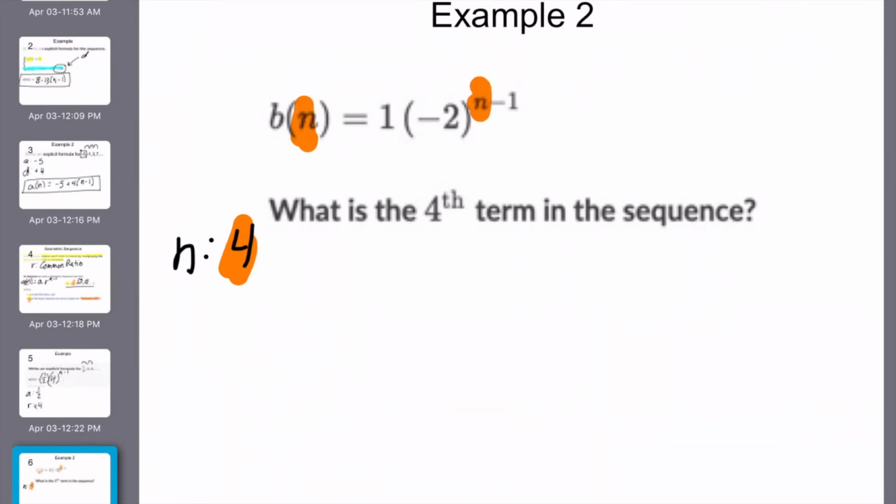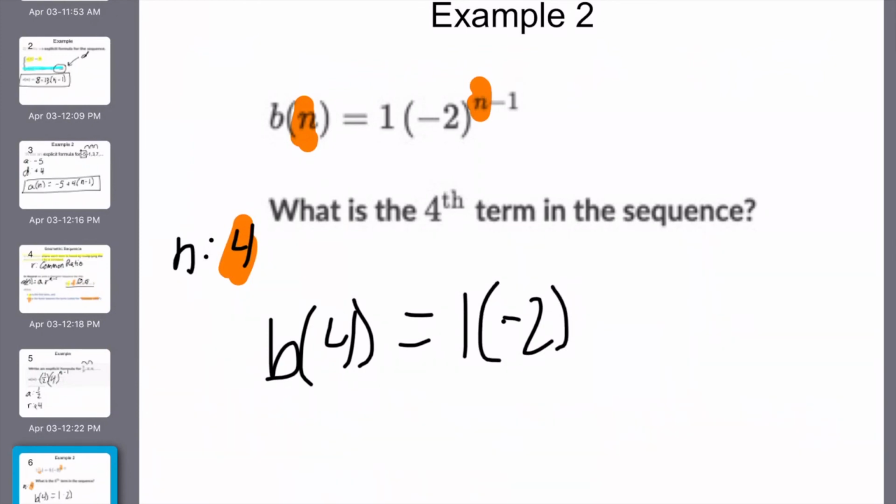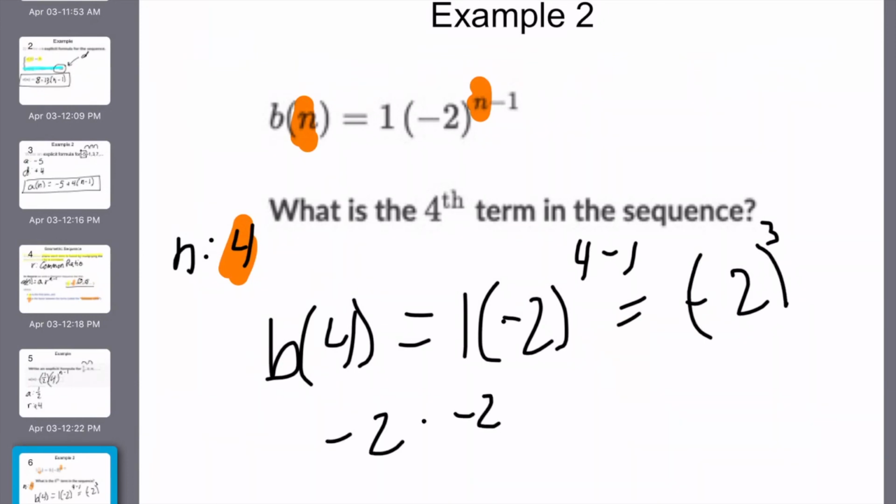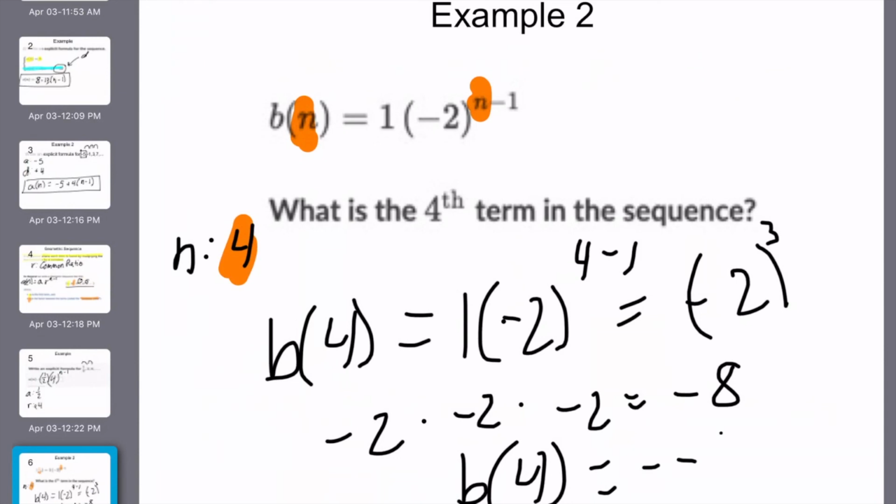So let's rewrite this. The fourth term of the sequence b is equal to 1 times negative 2 to the 4 minus 1, which is essentially negative 2 to the third power, which is like negative 2 times negative 2 times negative 2. I have an odd amount of negatives, which means my answer is going to be negative. And 2 times 2 times 2 is 8. So negative 8. The fourth term of the sequence b is equal to negative 8.